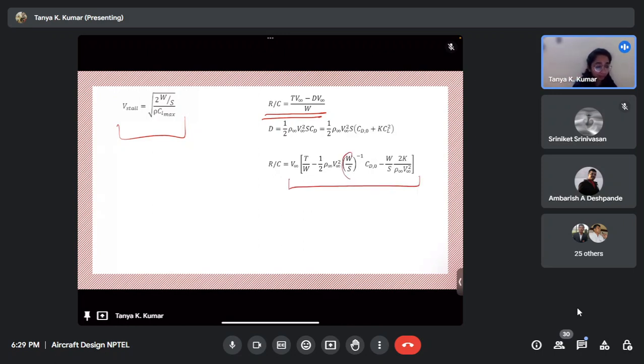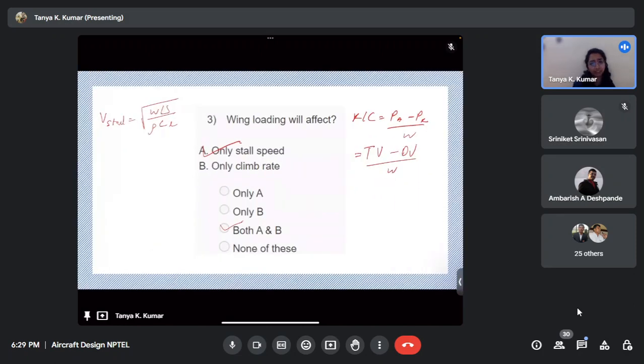And you have W upon S there. So wing loading directly affects both stall speed and climb rate. Okay. So the answer is both A and B. Now let's look at some other question.